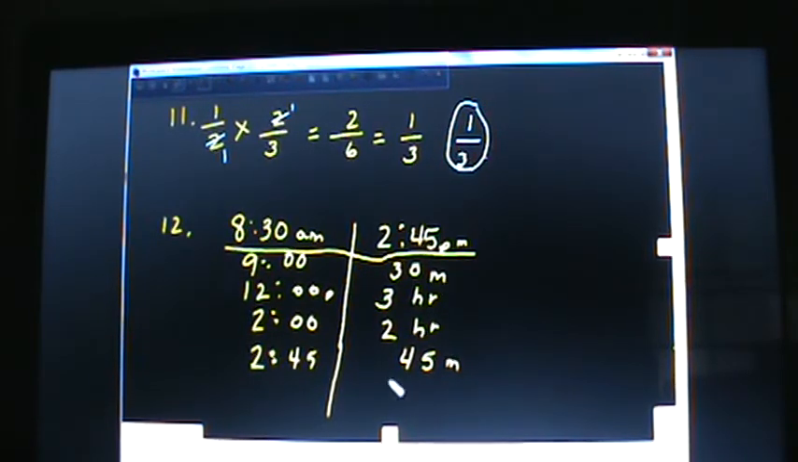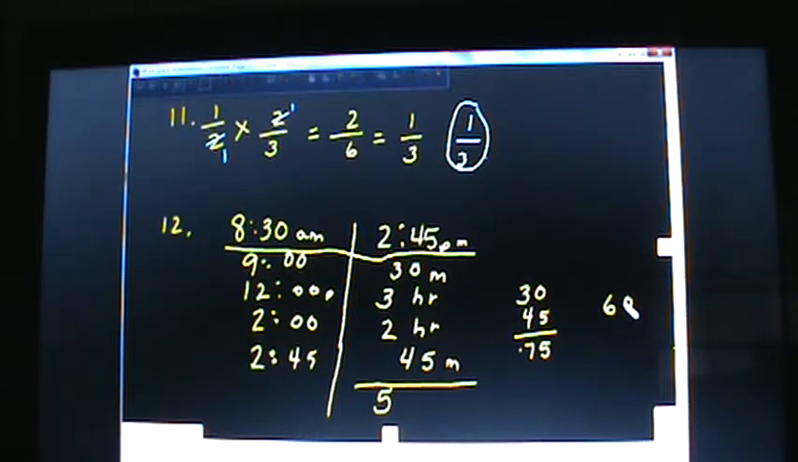So I'm going to add up my hours. 2 plus 3 is 5. Now I'm going to add my minutes. I have 30 minutes plus 45 minutes, which means I have 75 minutes. Okay, I know that there are only 60 minutes in an hour. So I've gone over that hour. So I'm going to add an hour to my 5.